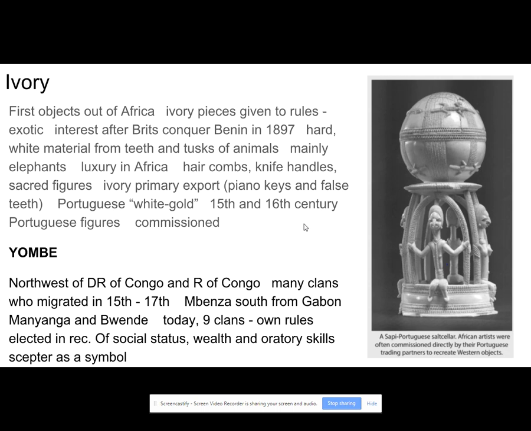The Yombe would be in northwest of the Democratic Republic of Congo and Republic of Congo. There were many clans who migrated in the 15th and 17th centuries.